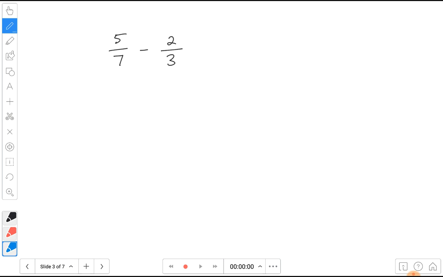Let's do a subtraction: 5/7 minus 2/3. We need a common denominator because they're not the same. For 7 and 3, it's going to be 21. So we're going to need to multiply this fraction by 3 over 3, and this fraction by 7 over 7. So 5 over 7: we want 21 in the denominator, so we will multiply 7 by 3 to give us 21. So we'll multiply this fraction by 3 over 3. Then we're going to subtract 2/3, which we will also change by multiplying 3 by 7 to get 21, and the numerator also by 7.